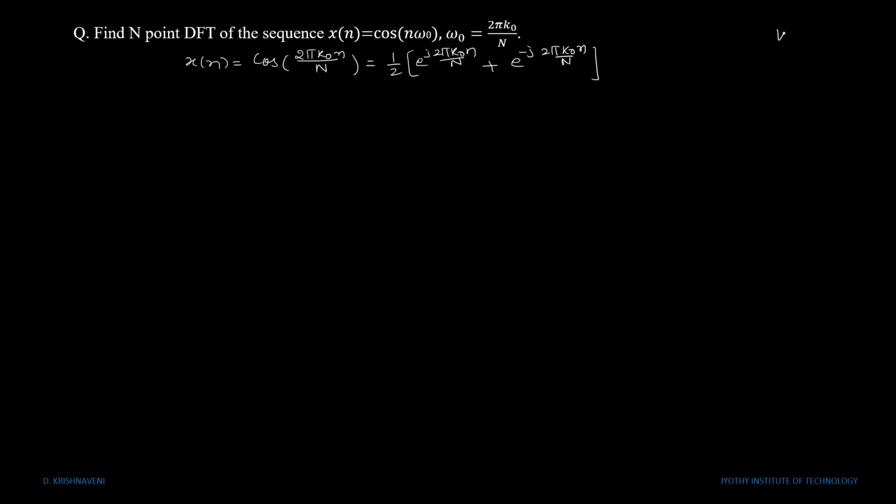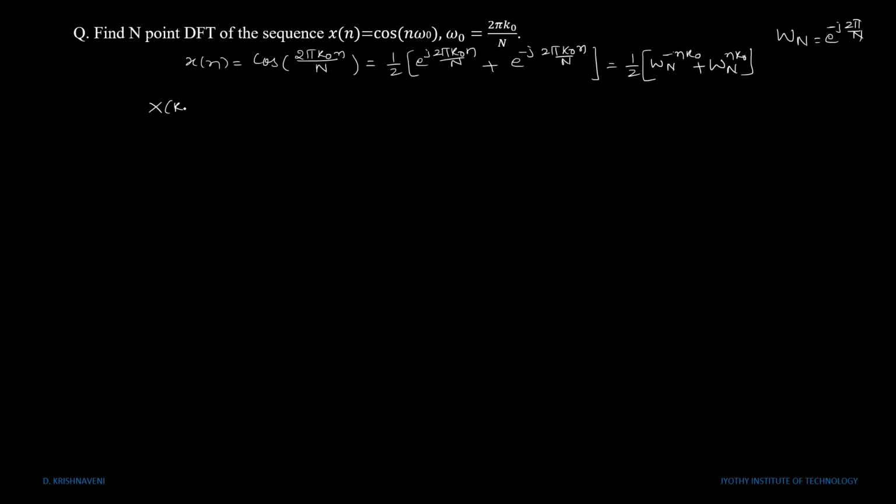And we know that the Twiddle factor WN is e to the power of minus j 2 pi by N. So if we convert the exponential terms to Twiddle factor, we will get, this is e to the power of j 2 pi by N into n k naught, so we will get WN to the power of minus n k naught plus, and here it is e to the power of minus j 2 pi by N, which can be written as WN, and this one to the power of n k naught. So WN to the power of n k naught.